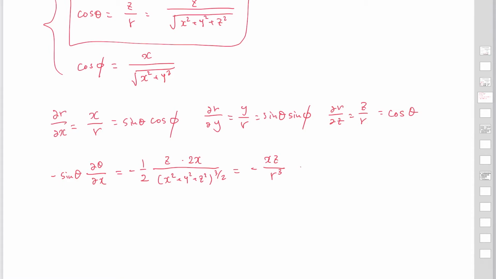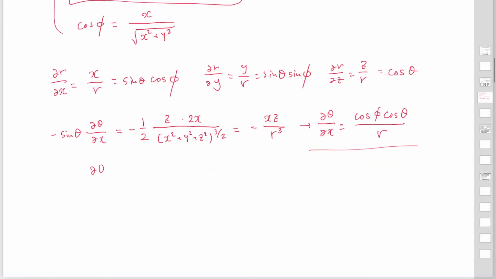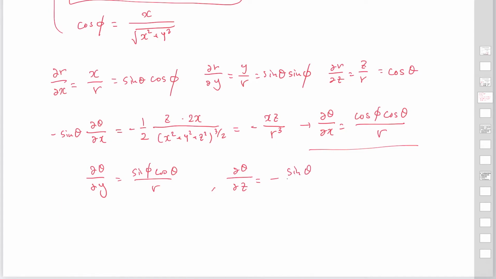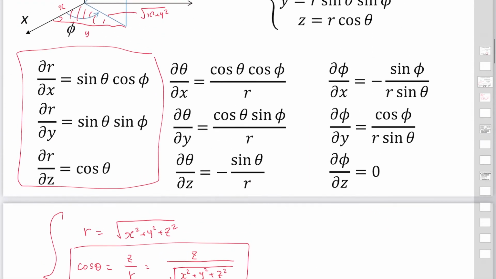From this equation, you can find partial theta partial x. By substituting x and y expressed in r, theta, phi, it becomes cosine phi cosine theta over r. Also, you could perform the same calculation for partial theta partial y. It becomes sine phi cosine theta over r. Same calculation: partial theta partial z becomes minus sine theta over r. So we can find the second column of the equation.